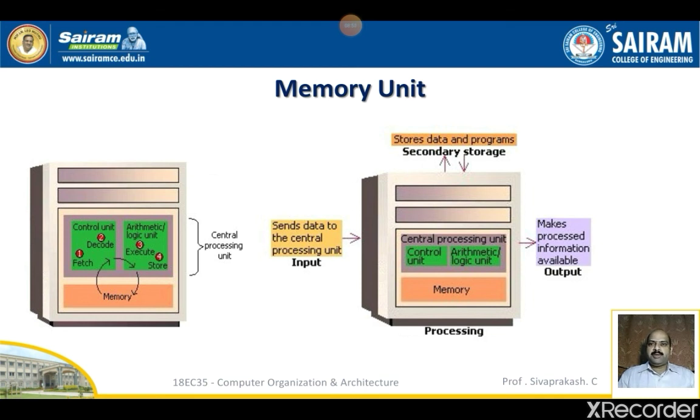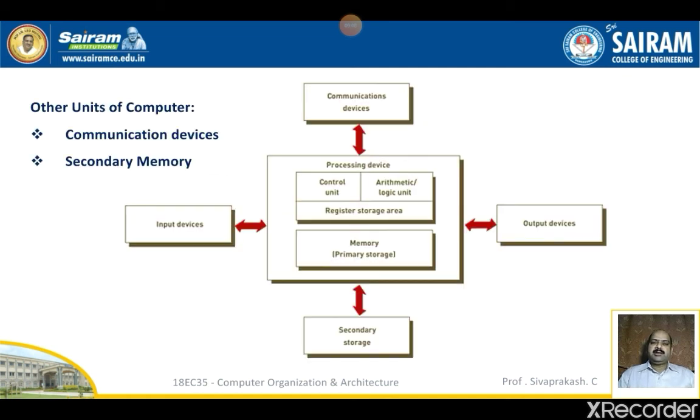Next, the output unit. These are actually the counterparts of the input unit. Its basic function is to send the processed results to the outside world. Examples are printer, speaker, monitor, etc. Some other units of computers are communication devices like sensors, actuators, etc. And secondary memory has hard disk, CD-ROM, pen drive, and so on.